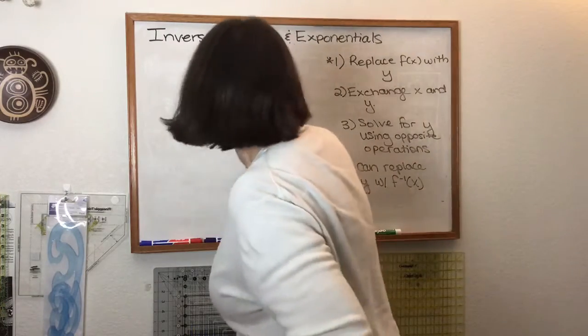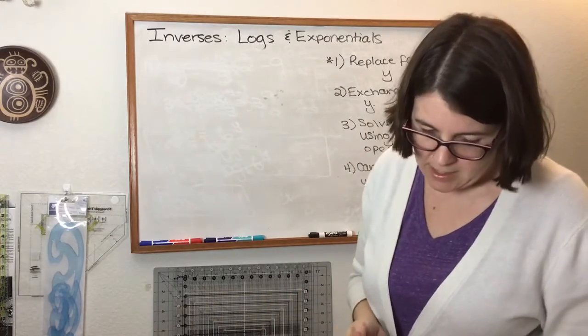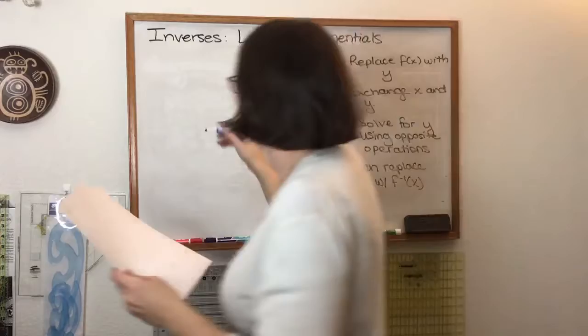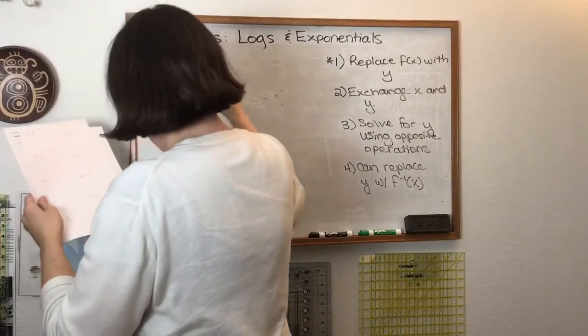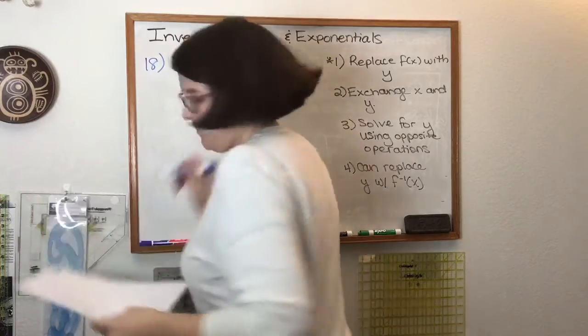All right. One more and then this video is done. Number 18 says y equals 6 to the x over 3.